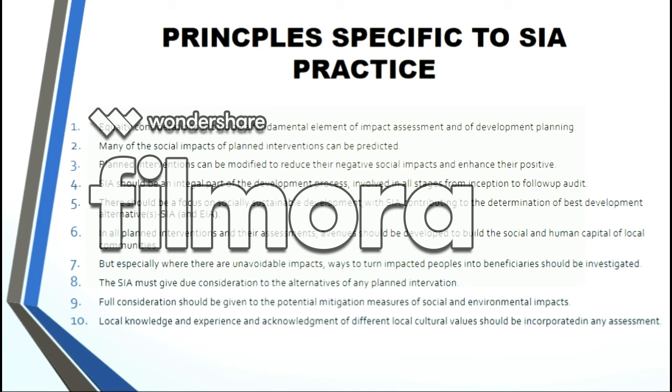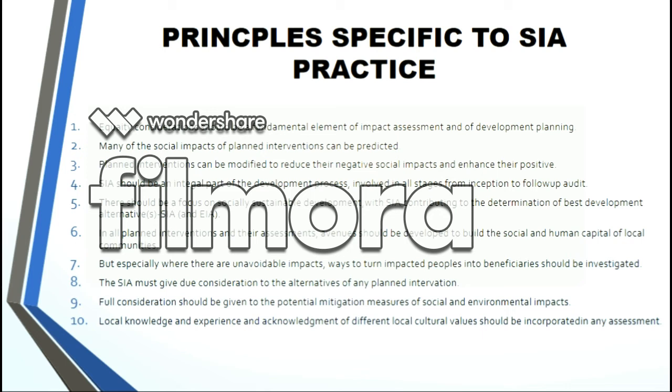Number 7. In all planned interventions, but especially where there are unavoidable impacts, ways to turn impacted people into beneficiaries should be investigated. Number 8, the SIA must give due consideration to the alternatives of any planned interventions, but especially in cases where they are likely to have unavoidable impacts.